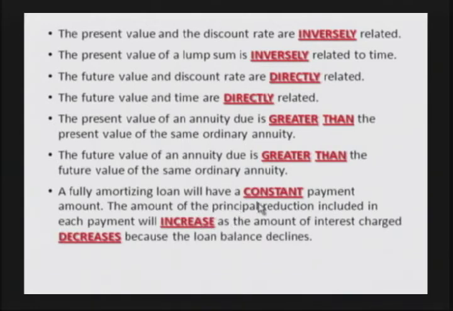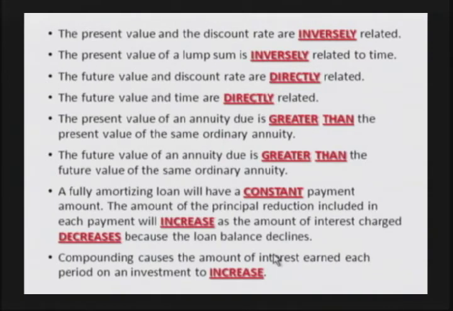A fully amortizing loan will have a constant payment amount. The amount of principal reduction included in each payment will increase as the amount of interest charged decreases, because the loan balance declines. So as you make your constant mortgage payment, you're covering the interest for the period and reducing the principal somewhat. And when you turn around and make that same payment the next period, the interest will be charged to the smaller loan balance. Thus, out of that same payment, there's a little less interest and a little more principal reduction in each payment as time goes on.